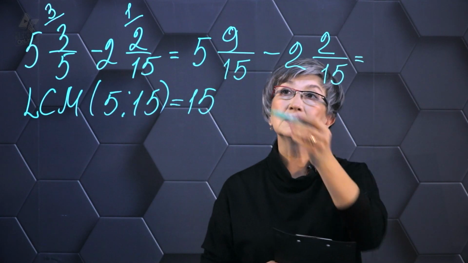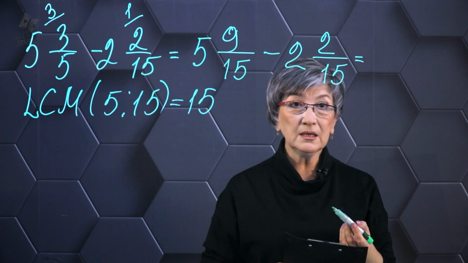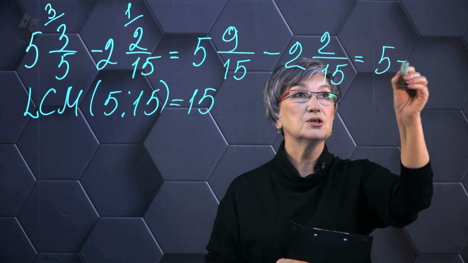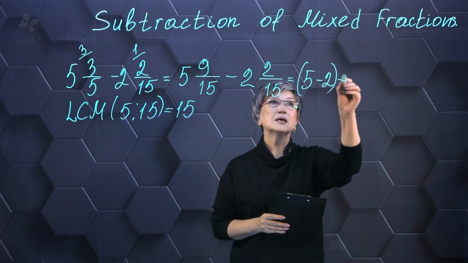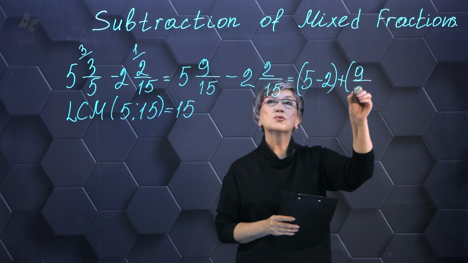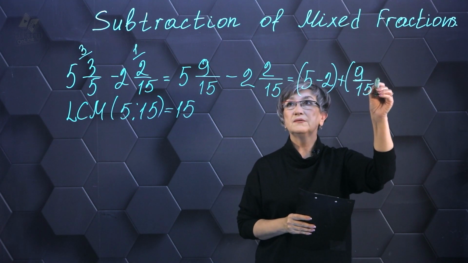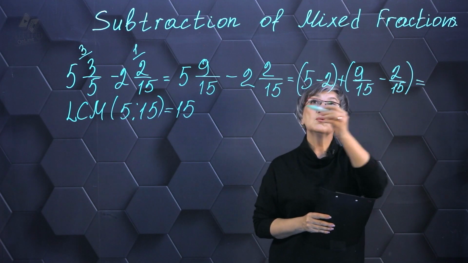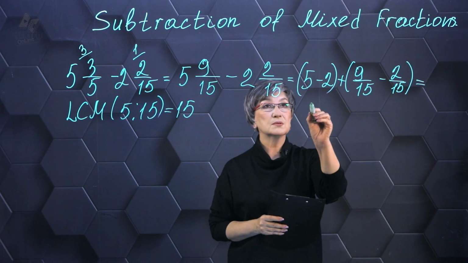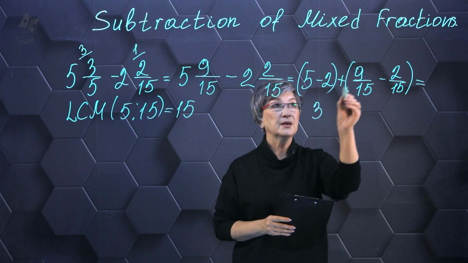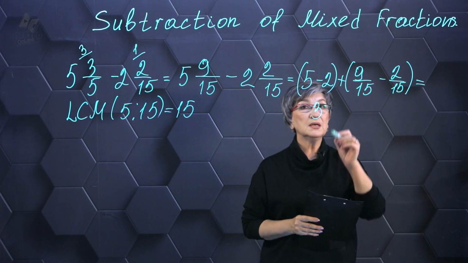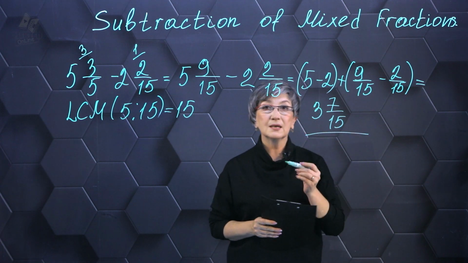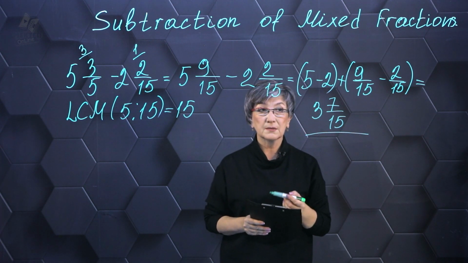And now that our denominators are equal, I can subtract the whole parts separately and the fractional parts separately. 9/15 minus 2/15. Now I can do the math very easily. 5 minus 2, that would be 3 whole ones. 9/15 minus 2/15, that would be 7/15. The answer is 3 7/15.